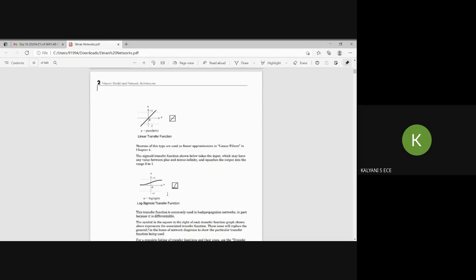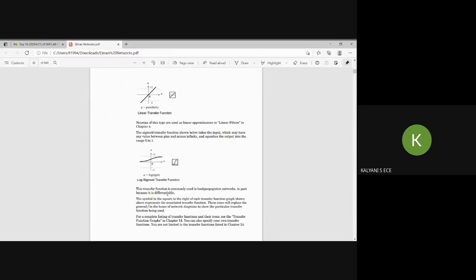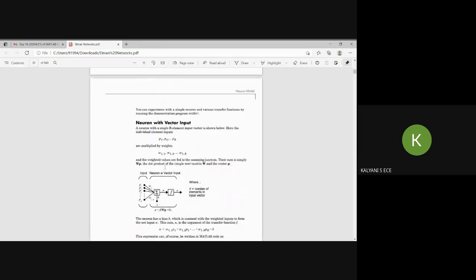And then the next one is the log sigmoid transfer function. In most cases you'll be using this transfer function in backpropagation networks. If N is a positive value, it will take the log sigmoid of N, and if N is a negative value, then the graph is going to be something like this. So these are the different transfer functions or activation functions we are using.